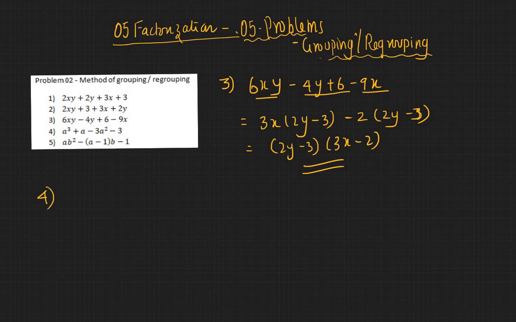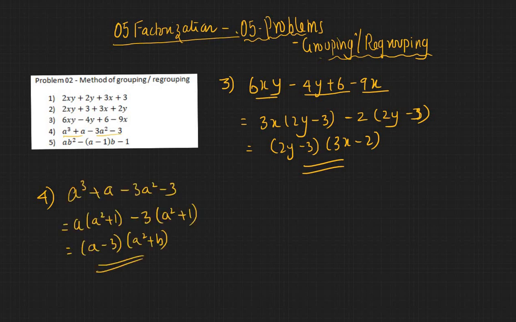The fourth problem is a cubed plus a minus 3a squared minus 3. If I look at it, if I take a outside, I get a squared plus 1, and here taking minus 3 outside, I get a squared plus 1, and that'd be a good point to start. So please pause this video and try to do this yourself. If you have got this as your answer, then you're right. The way to do it is to take a out here and minus 3 out, and then you can group the a squared plus 1 and a minus 3 as one term.